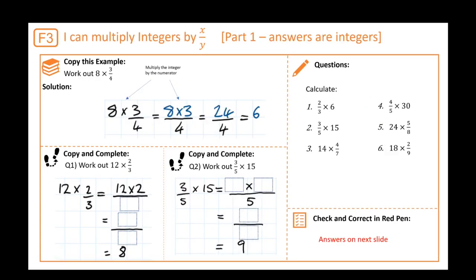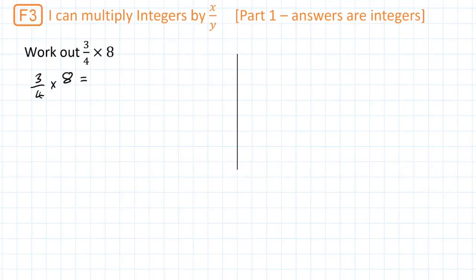In F3, we learn to multiply integers by any fraction. You'll now watch a 2.5-minute explanation of this skill. We'll start by working out 3/4 times 8. Just like in F1 and F2, we need to multiply the numerator by the whole number. That gives us 3 times 8 over the denominator of 4. 3 eights are 24 divided by 4, and 24 over 4 is 6.